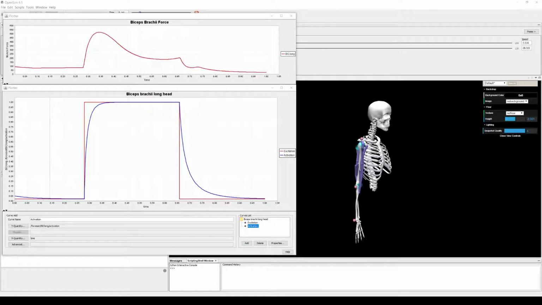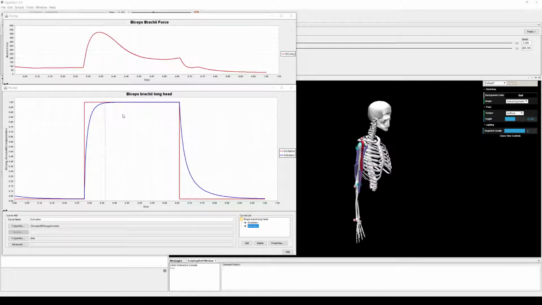So here's something very interesting. In that simulation we just saw, I've created a new plot, and the plot is the absolute amount of force in newtons being produced by this long head of the biceps brachii. It's the muscle that's lighting up in red over here on the right, and it's the same muscle we activated with that neural excitation signal in the last video.